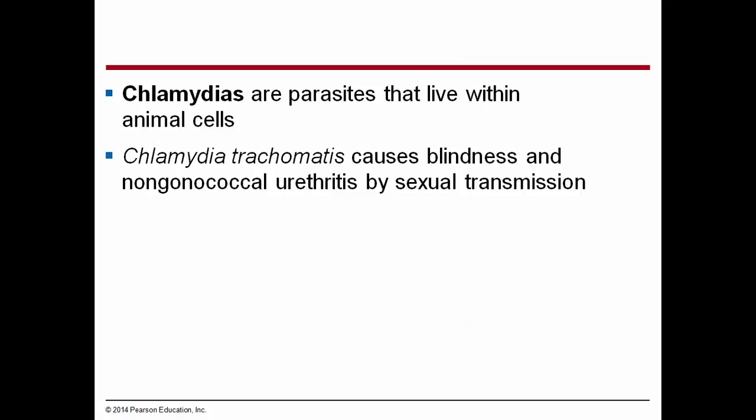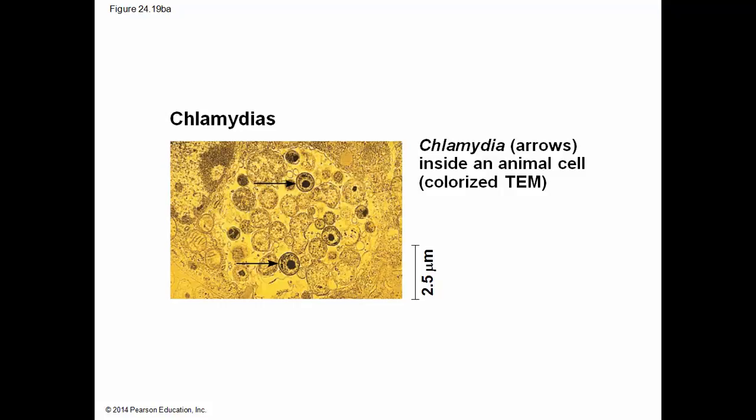Chlamydias are parasites that live within animal cells. Chlamydia trachomatis causes blindness and non-gonococcal urethritis by sexual transmission. Here's a chlamydia inside an animal cell. That's where the arrows indicate. Here are the chlamydias.